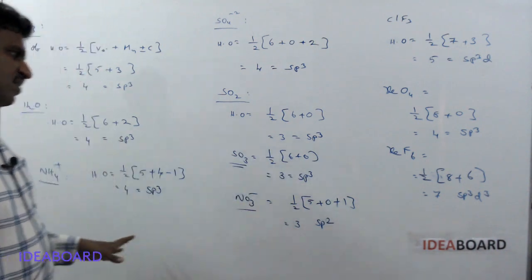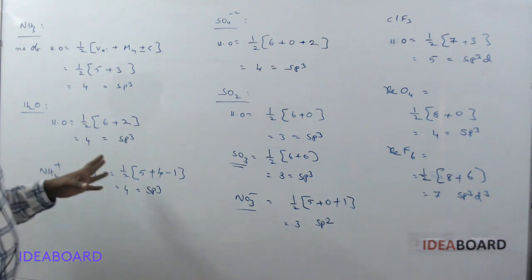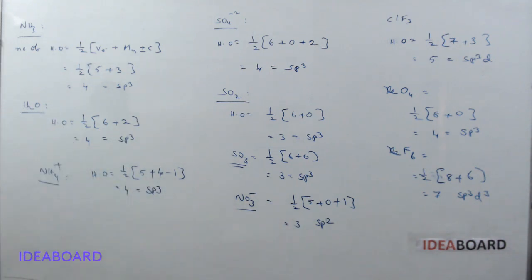So for all the molecules which have a single central atom, we can find the hybridization based on this formula. For any molecule we can write it. If you have any doubt, you can check it. This formula works for all single central atom molecules. Okay, so better to try it.